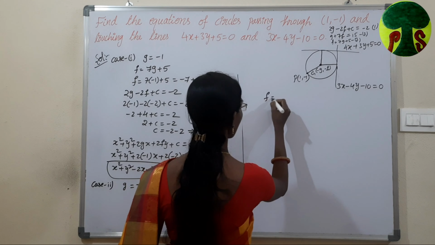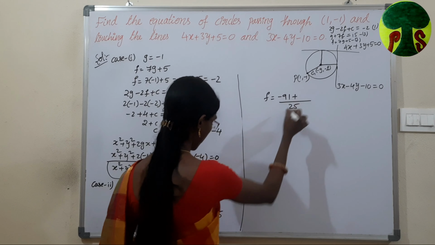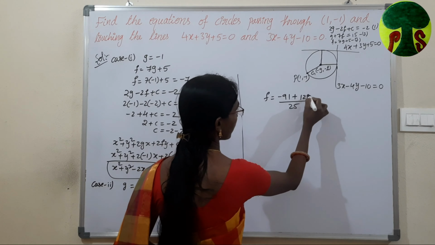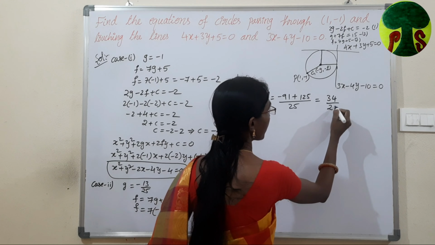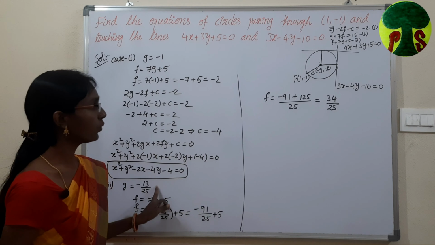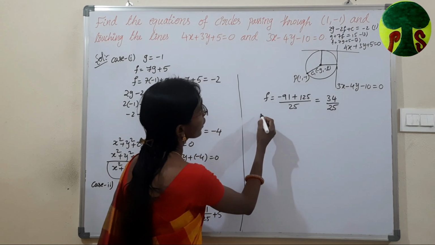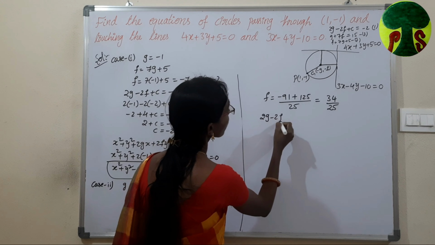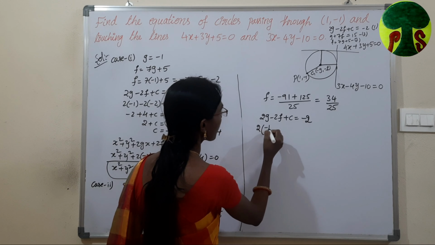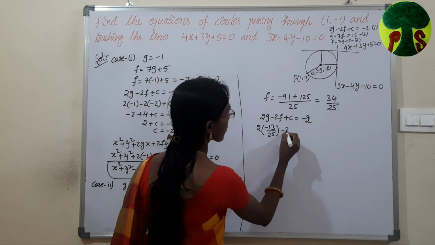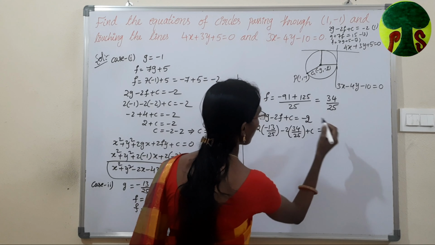So f equals, LCM is 25, minus 91 plus 125. That is equals minus 91 plus 125, value is 34. So 34 divided by 25. Now we have the g value and f value. These two values we have to substitute in equation 1 to get the value of c. Equation 1 is 2g minus 2f plus c equals minus 2. 2 into the g value, minus 13 by 25, minus 2 into the f value, 34 by 25, plus c equals minus 2.